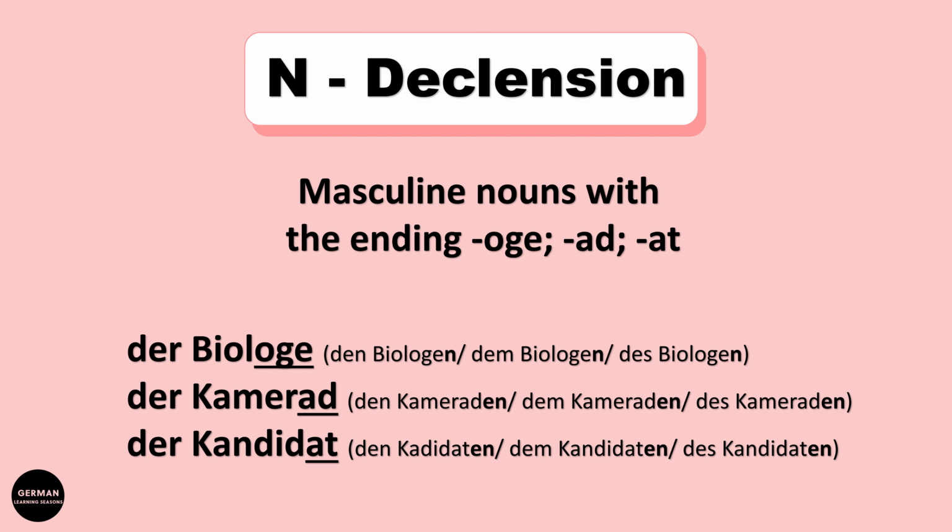We carry on. Masculine nouns with the ending oge, ad and at. For example, der Biologe, the biologist, der Kamerad, the fellow, and der Kandidat, the candidate.